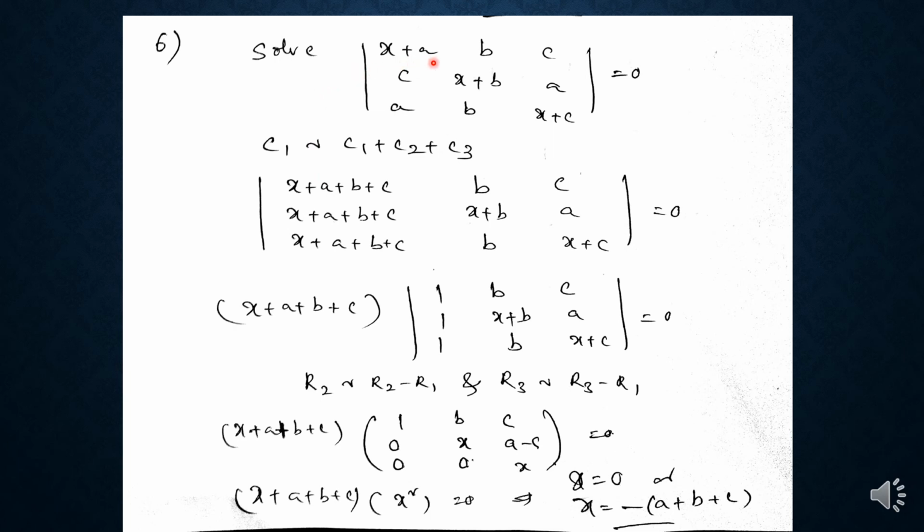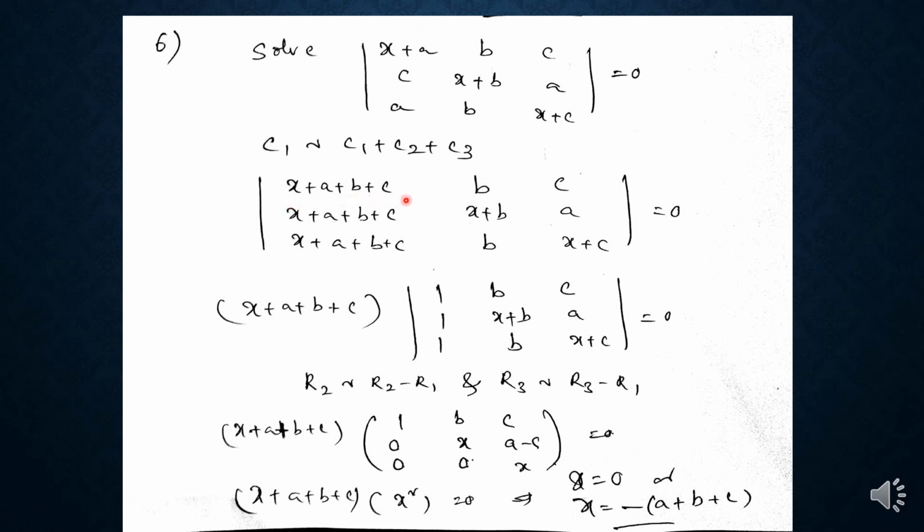Solve the determinant x plus a, b, c; c, x plus b, a; a, b, x plus c is equal to 0. To find the value of x, observe the elements in the column. Here a, b, c are there, here also a, b, c are there, here also a, b, c, x are there. So by adding all the columns and writing in the first column, we get C1 changes to C1 plus C2 plus C3. So x plus a plus b plus c can be written in C1.